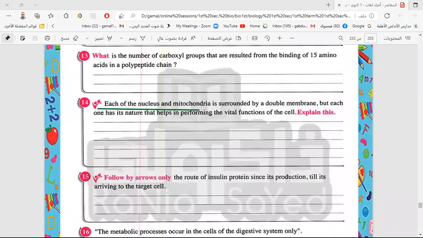Each of the following, the nucleus and the mitochondria, is surrounded by a double membrane, but each one has its own nature that helps in performing a vital function of the cell. Explain.